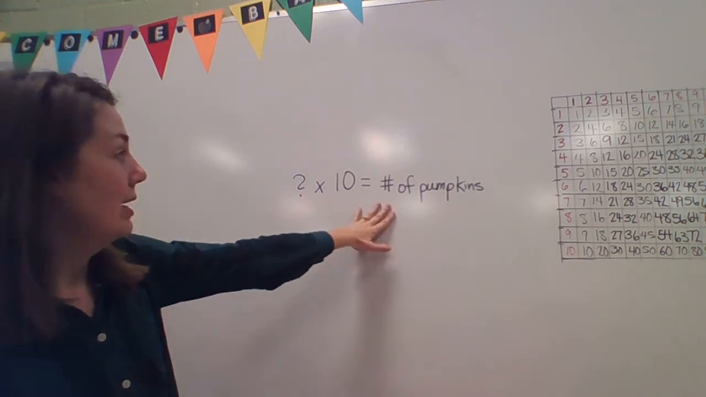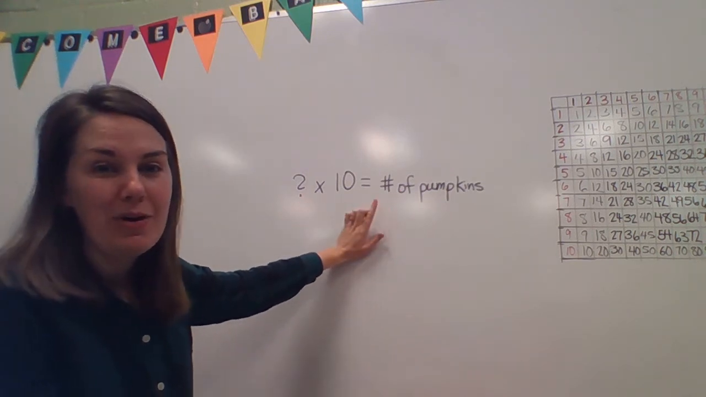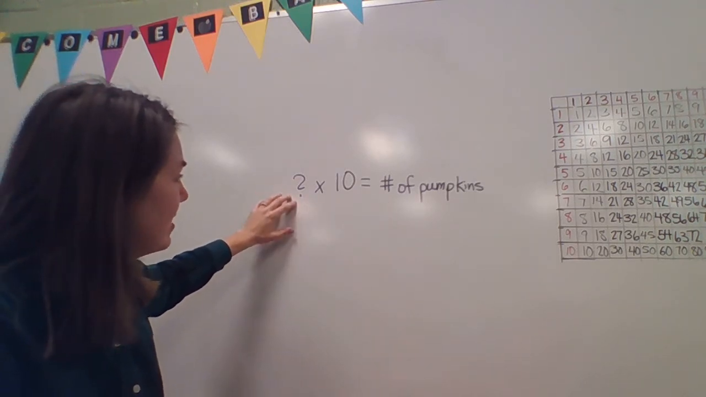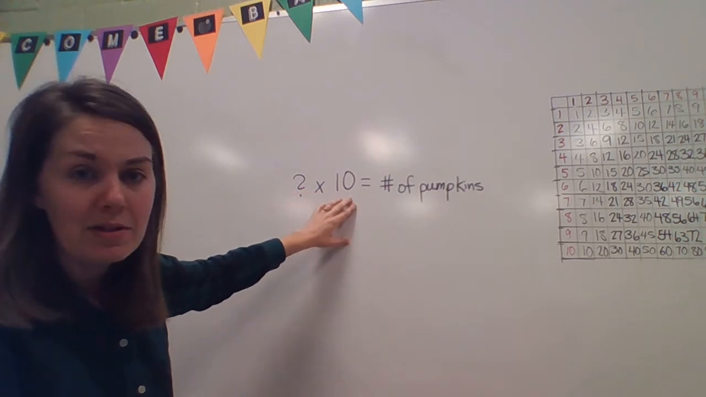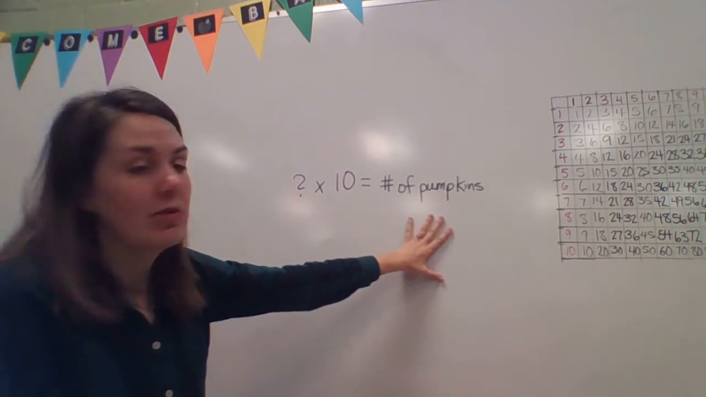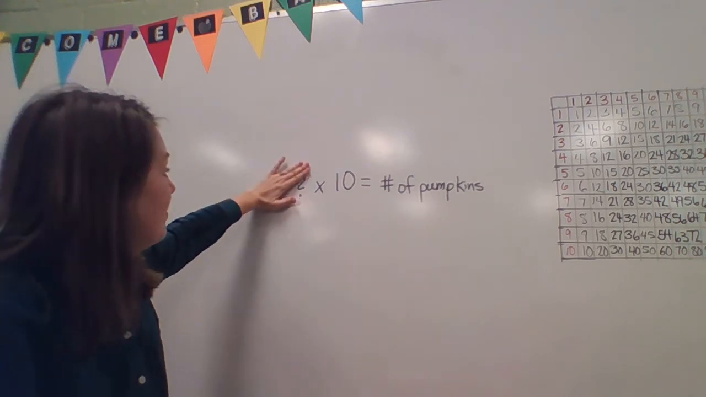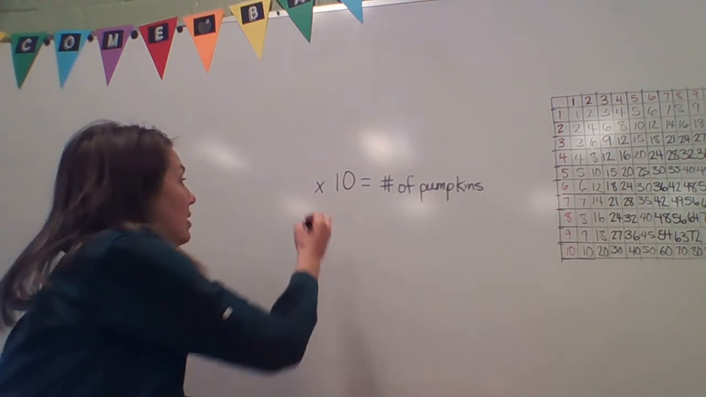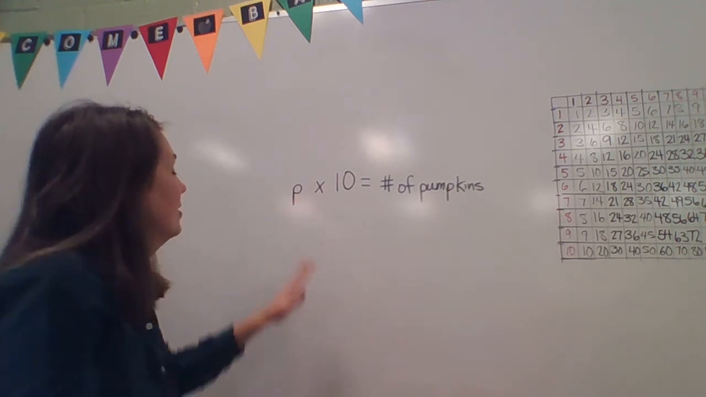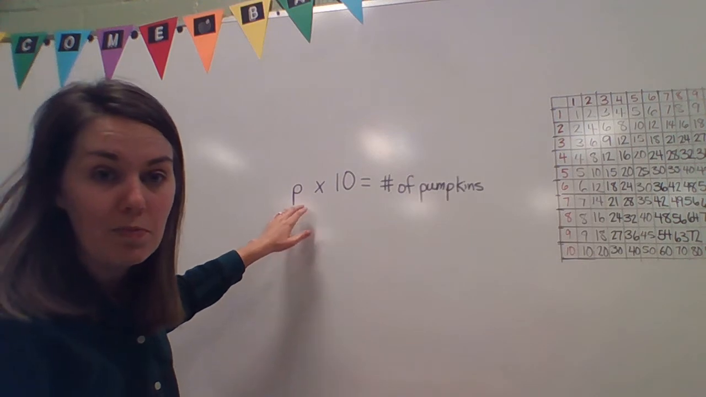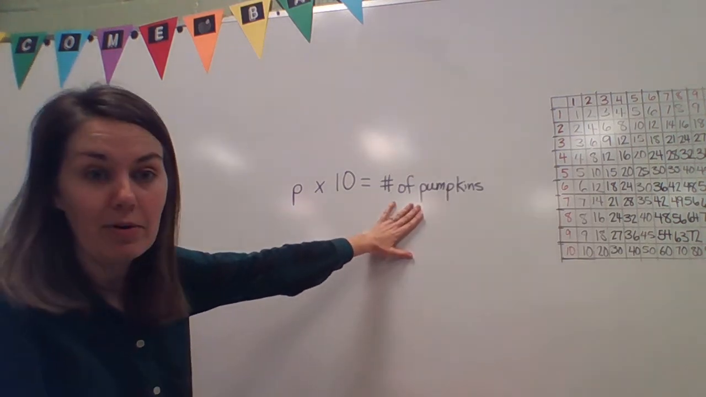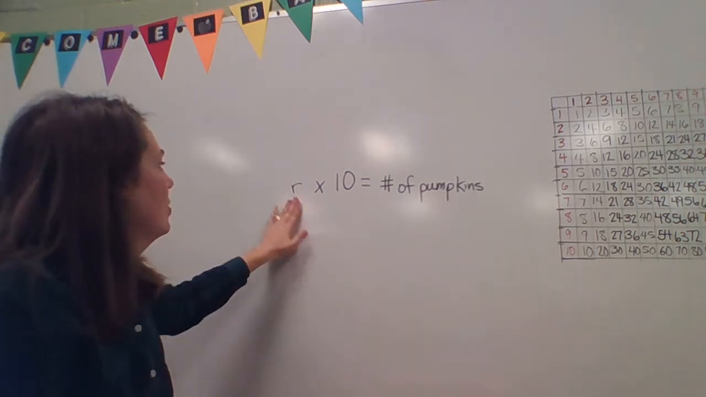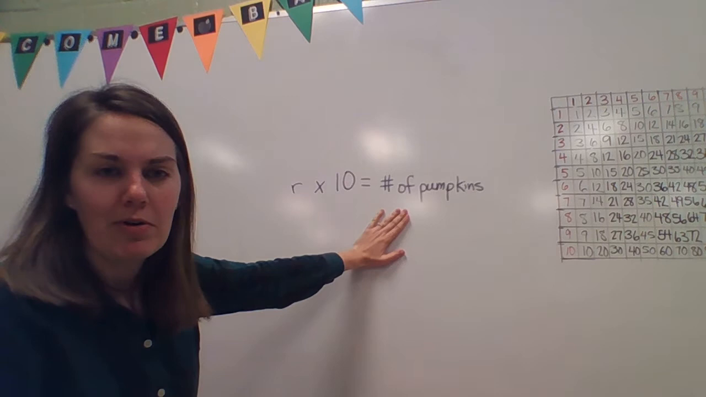So instead of writing out the word number, we can just let that little symbol stand for number of pumpkins. So any number times 10 is going to get you your total number of pumpkins. And in fact, if I want to make this a little bit more algebraic, instead of using a question mark, I'm going to use P for the number of pumpkins, right? So pumpkins times 10 is going to be the total number of pumpkins. Actually, to make it more accurate, I should really use R for rows. Number of rows times 10 equals number of pumpkins.